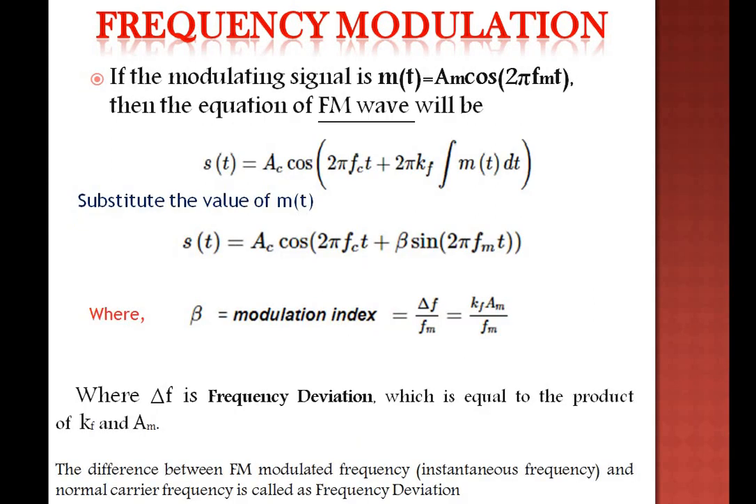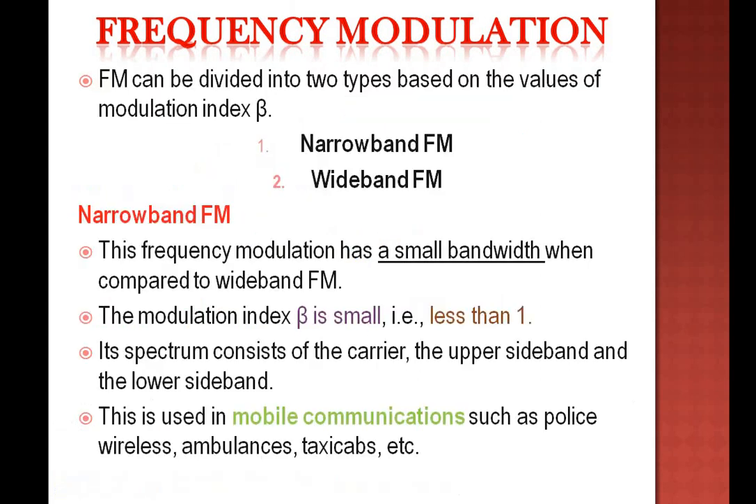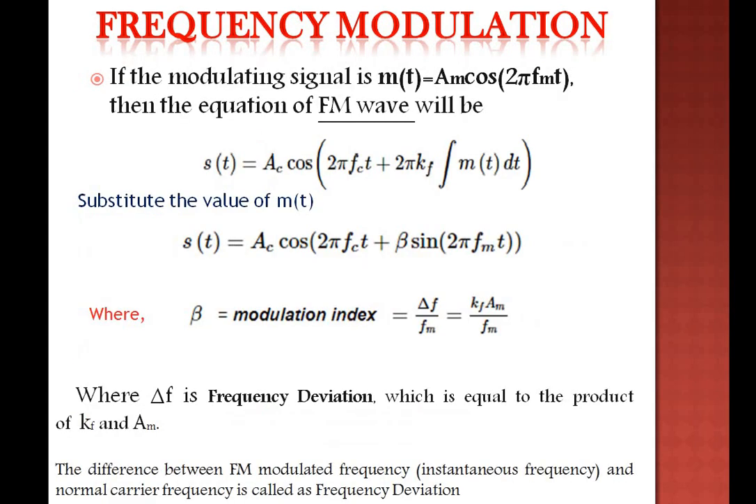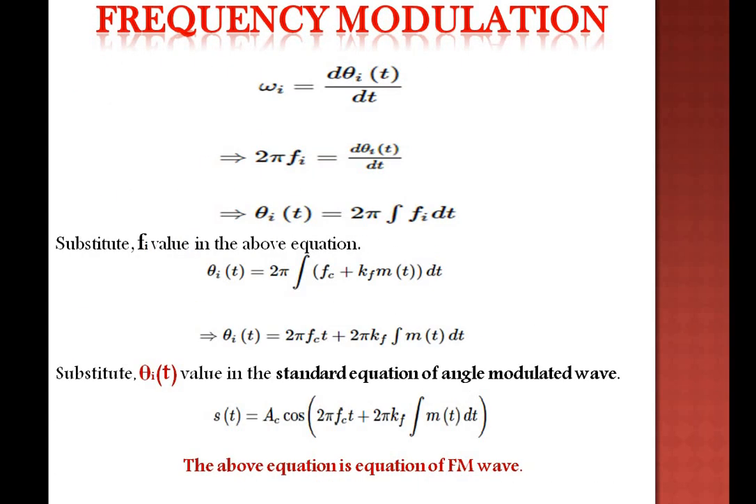So what you have to do first: your S of t is equal to Ac cos of theta i of t. That is your standard angle modulation formula, correct? Now you are going for the frequency modulation. What is the frequency modulation? You are varying the frequency of your carrier in accordance with the amplitude of your message signal, correct? Then you have to find the answer for the mathematical expression for your frequency modulation.